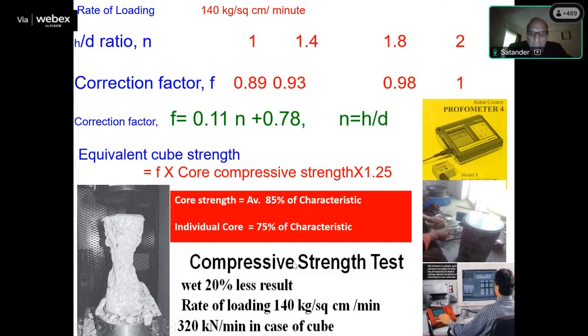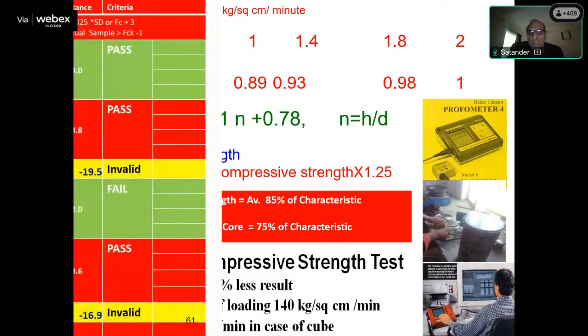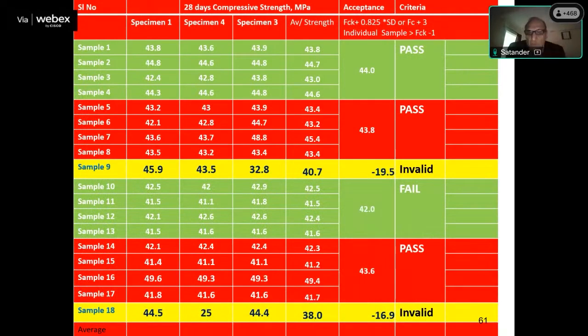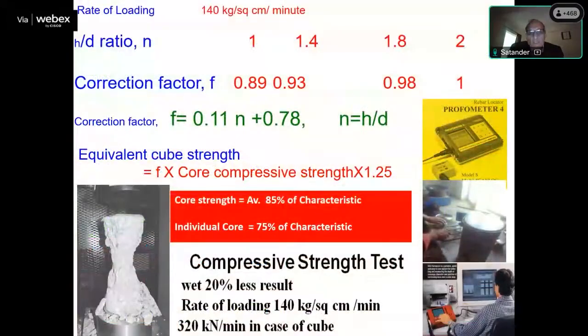Here, one very interesting thing: code says if you get 75% of the characteristic strength, your results pass. Is it correct? Here code says no, your strength should be FCK plus 3. When you are doing actual work, code says if you are getting 75%, say if you are using a 40 grade concrete and your result comes to 35 or so, then your sample is passing.